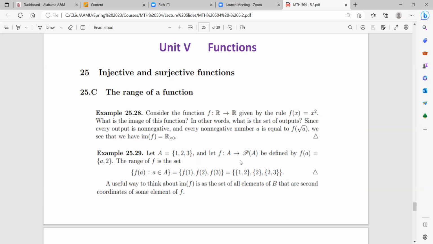So what is f(1)? f(1) is just the set {1, 2} by definition. And what is f(2)? It's just the set {2, 2}, but you don't count the repeated numbers, so that's just the set {2}. And f(3) is just a set of 2 numbers, 3 and 2, or 2 and 3. So the range of the function f is the set of all elements of B that are second coordinates of some element of f. But usually that's not a hard thing to figure out.